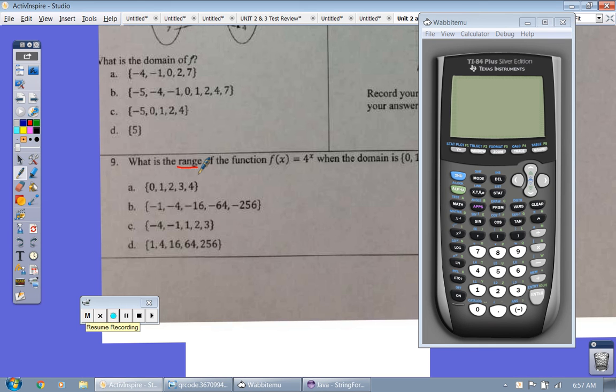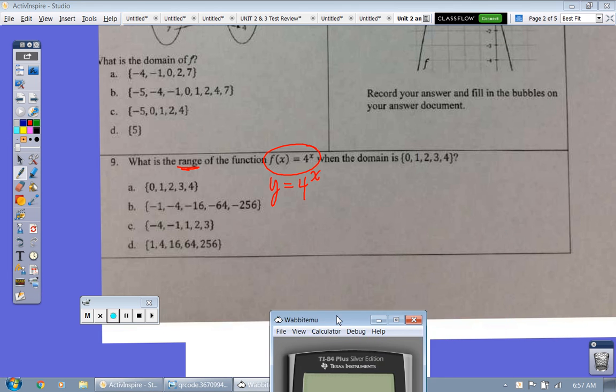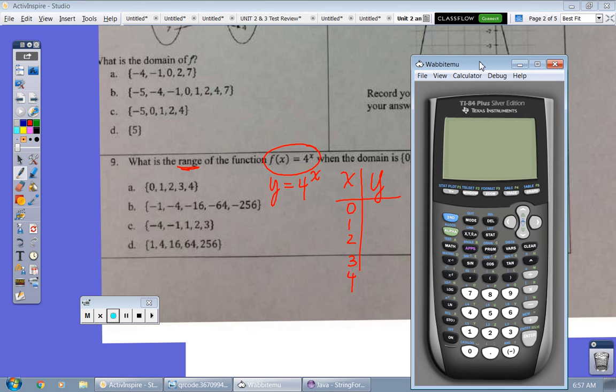Number 9, what's the range? So we're looking for the y values. We can rewrite this in kid-friendly form if we wanted to. So we're wanting to know what are the y values here if these are my x's. Okay, so if I wanted to do an xy table, 0, 1, 2, 3, 4. And remember, we said if they give us the equation, we can use the calculator. And that's what we're going to do.